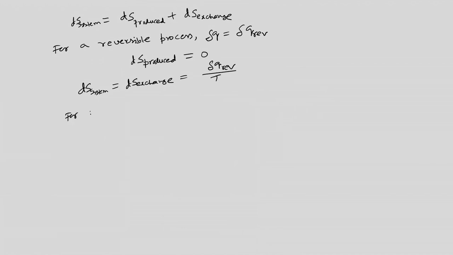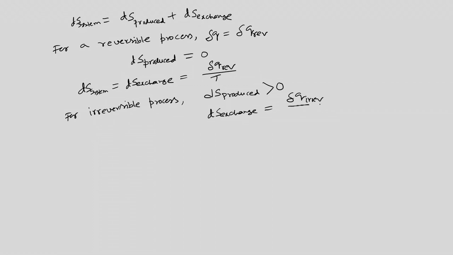Now, for irreversible processes, dS produced is greater than 0, as we just discussed, and dS exchange is nothing but del Q irreversible by T. So, dS system equals dS produced plus dS exchange, and if we substitute all these things, we can write dS system is greater than del Q irreversible by T.